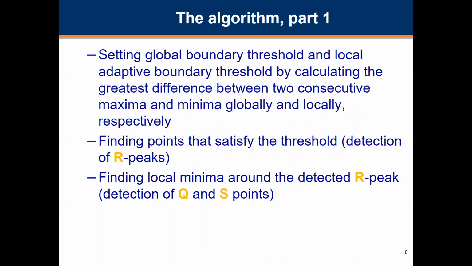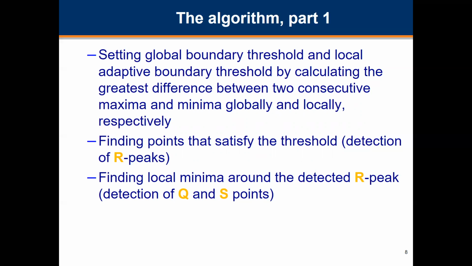After we have calculated the accumulated differential, the next step is to set global boundary threshold and local adaptive boundary threshold by determining the greatest difference between two consecutive maxima and minima globally and locally, respectively. The value of the greatest difference is scaled and it represents a minimum boundary value. The points that satisfy this boundary value are candidates to be detected as R peaks of the QRS complex.